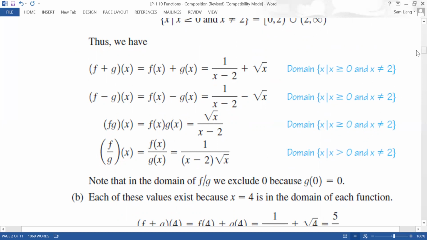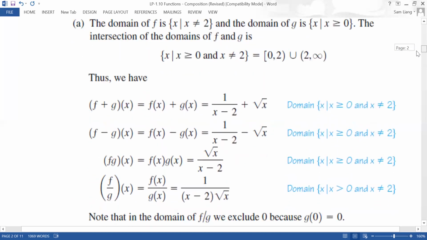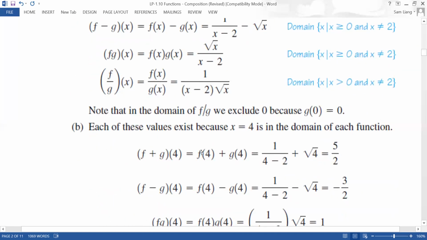All right, part B, just as a reminder, the question was asking for f plus g of 4 and then f divided by g of 4. Pretty simple, just plug in the number 4 and then evaluate. So f plus g of 4, I have all 4 parts, but we're only going to go over the first and the last one. So f of 4 plus g of 4, just plug in 4. So 1 over 4 minus 2 plus square root of 4. So that's 1/2 plus 2. 1/2 plus 2, that's 2.5, which you can write as 5 over 2.